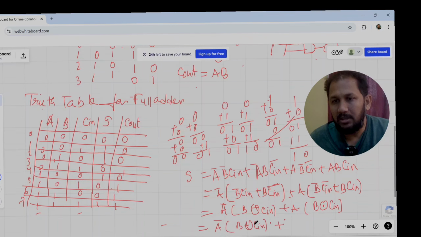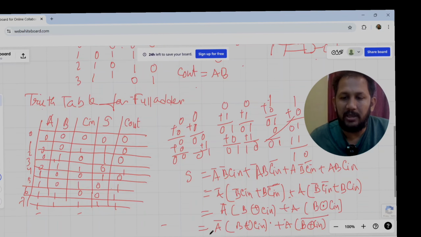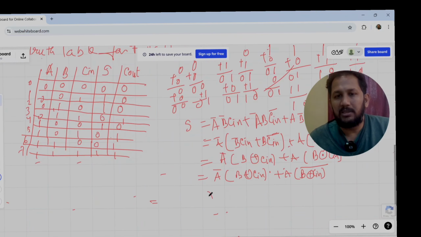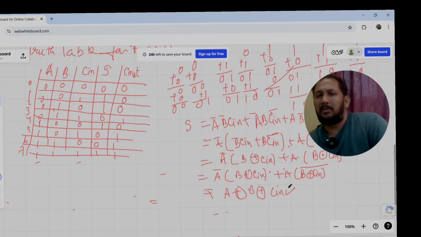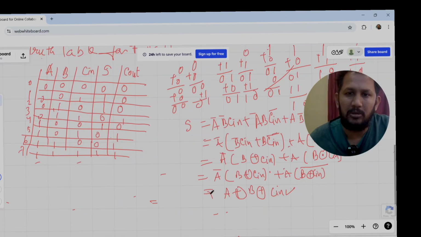That means A bar times B XOR C in. Now this one is the complement of B XOR C in. Now we can write this as an XOR operation between A and B XOR C in. So this is the sum expression for the full adder.